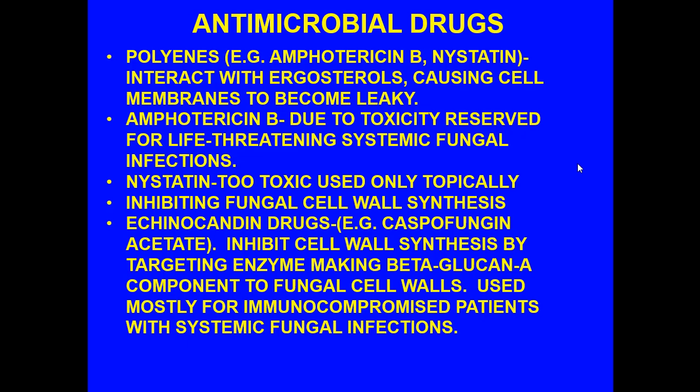It works by inhibiting the fungal cell wall synthesis. Now, echinocandin drugs, such as caspofungin acetate, inhibit cell wall synthesis by targeting the enzyme making beta-glucan. Now, beta-glucan is a component of the fungal cell walls. It's used mostly, though, for immunocompromised patients with systemic fungal infections.